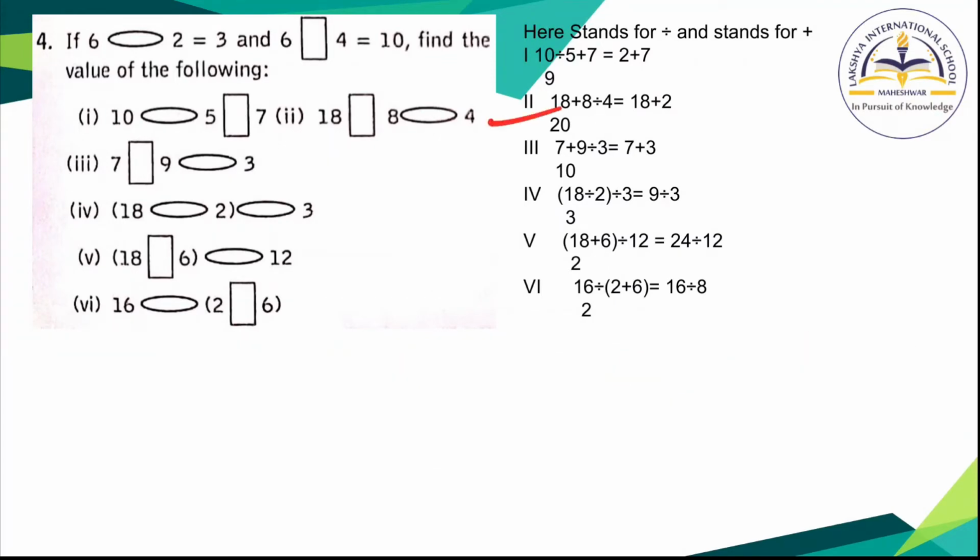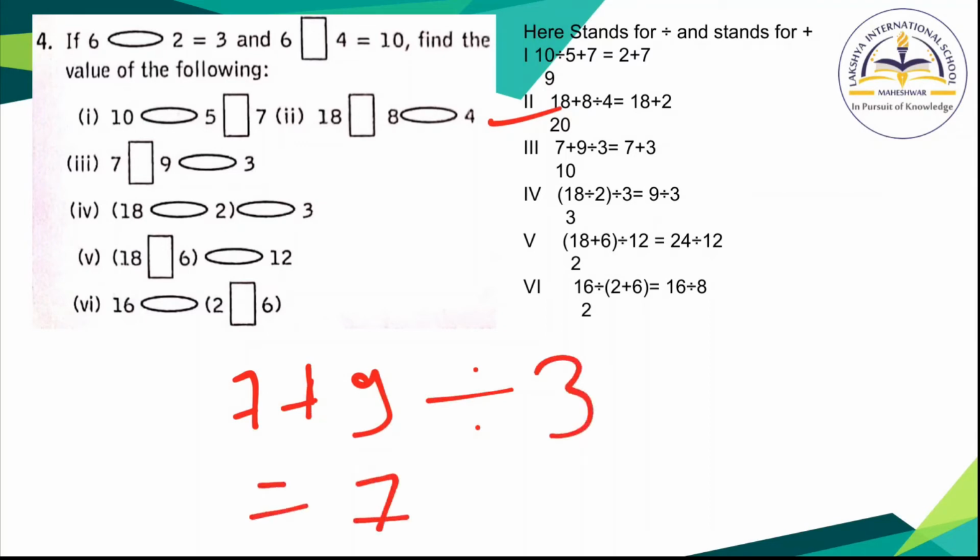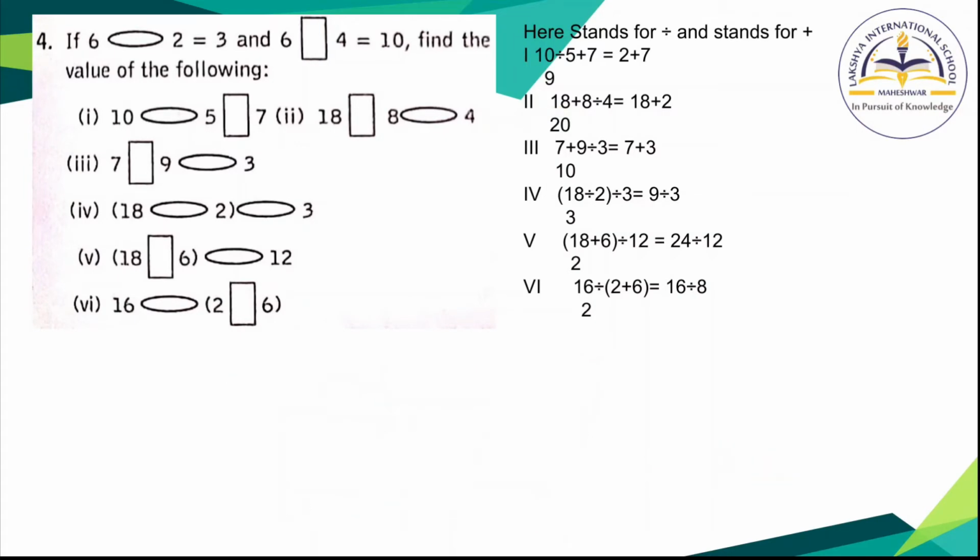Now the third question, 7 plus 9 divide 3. First we will divide, so 7 plus 3 equals 10 will be the answer. So like this you have to solve.